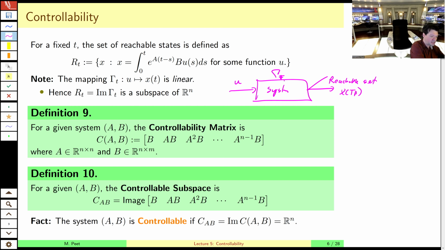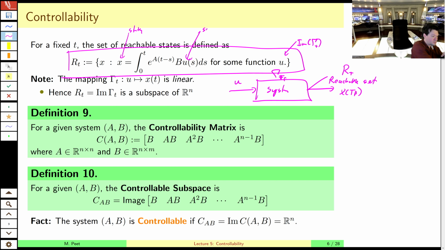And I guess I should make that TF right there. Right. So first of all, a key property is defining this reachable set, R_T. This is the set, the image of gamma t. So the set of outputs, the set of states for which there exists some input which gets mapped to that x.